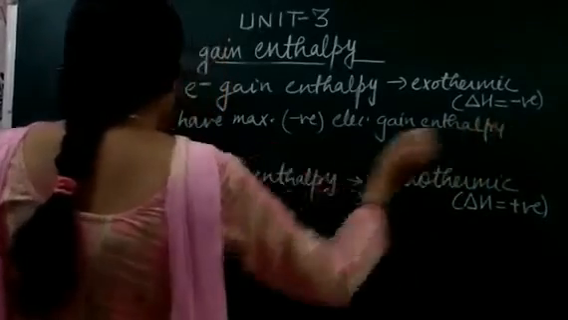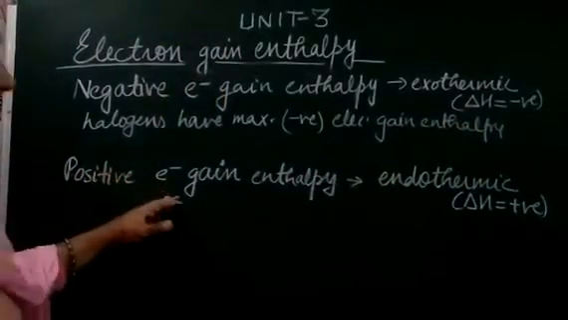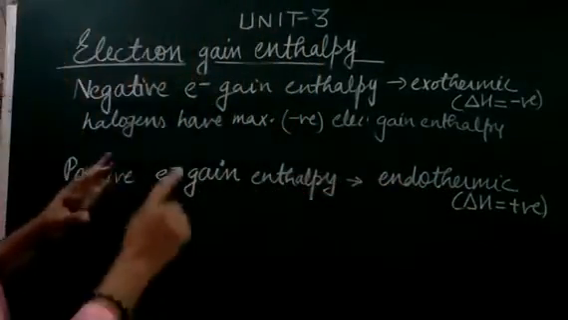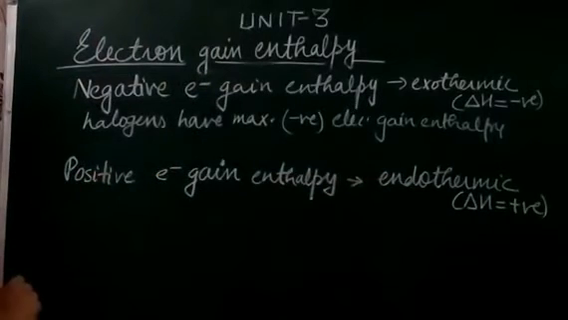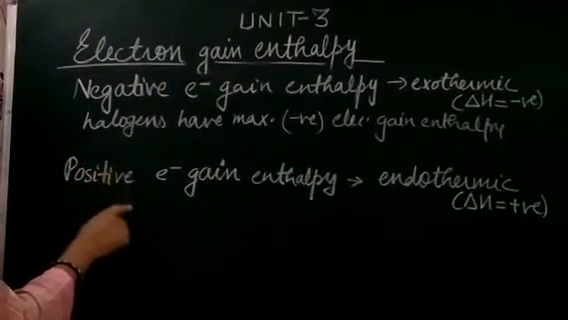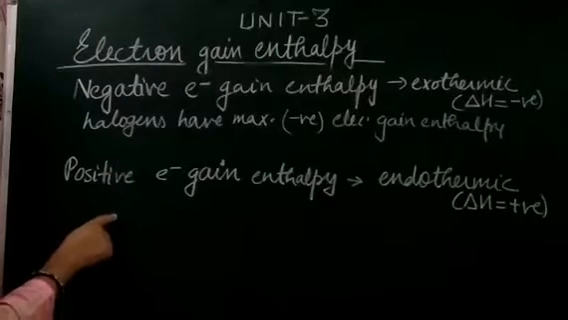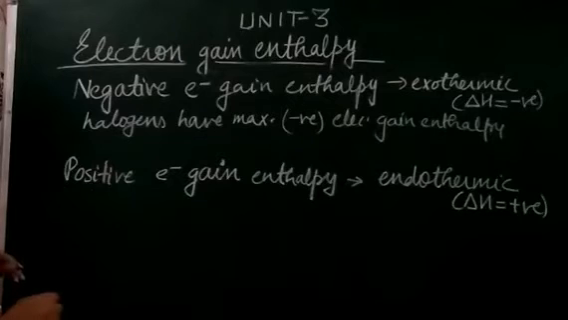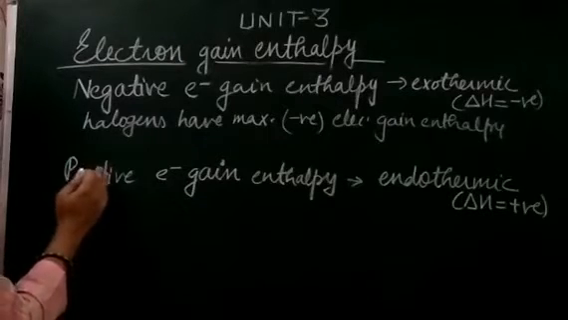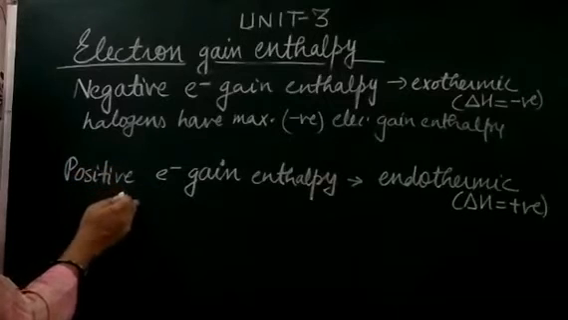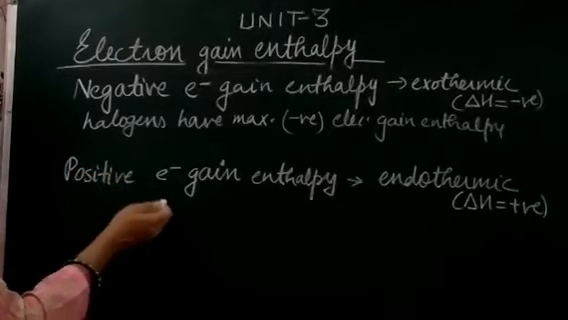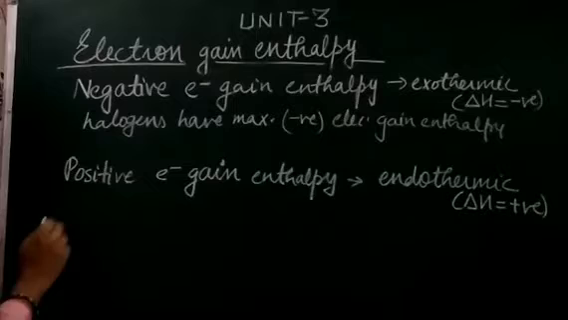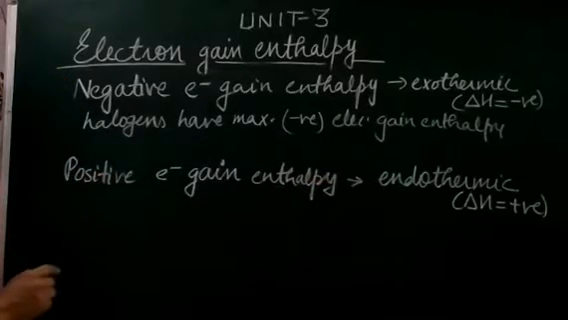Now, as I said, we will also go to the positive electron gain enthalpy. That means delta H is positive. This is for the endothermic reaction. So here these will be those elements, atoms of those elements which have no tendency to accept the electron, but they are made to accept that electron by giving energy from the outside. That is the endothermic reaction.